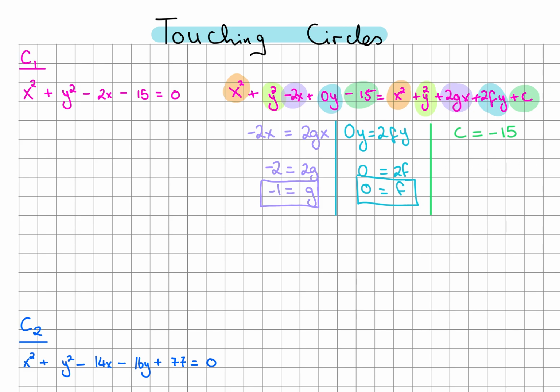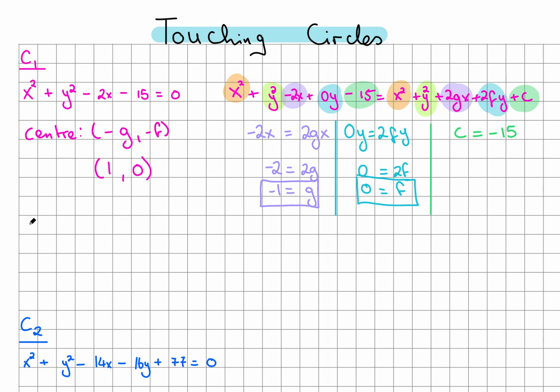From this, I can get out my center. My center is going to be given by minus g, minus f. If I sub in minus g, g is already minus 1, so if I sub in a minus 1, I'm going to get plus 1. And then f is 0. So my center for my first circle is 1, 0.